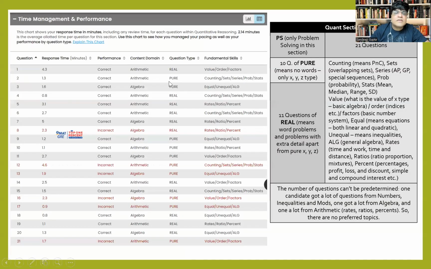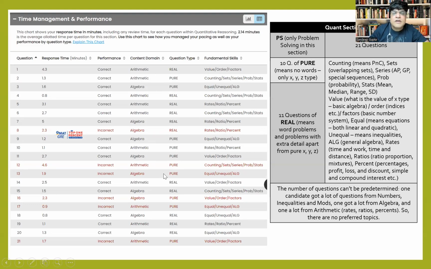In quant, you can see there are 2 types of questions, real and pure. Pure means XY type only. There is no other thing. Real means situation. For example, speed, distance, profit, loss. These are actual situations, like Jack goes to the market and sells his car for this much money. This is a real situation. So pure and real, almost the same number, 10, 11 or 11, 10 in some cases.